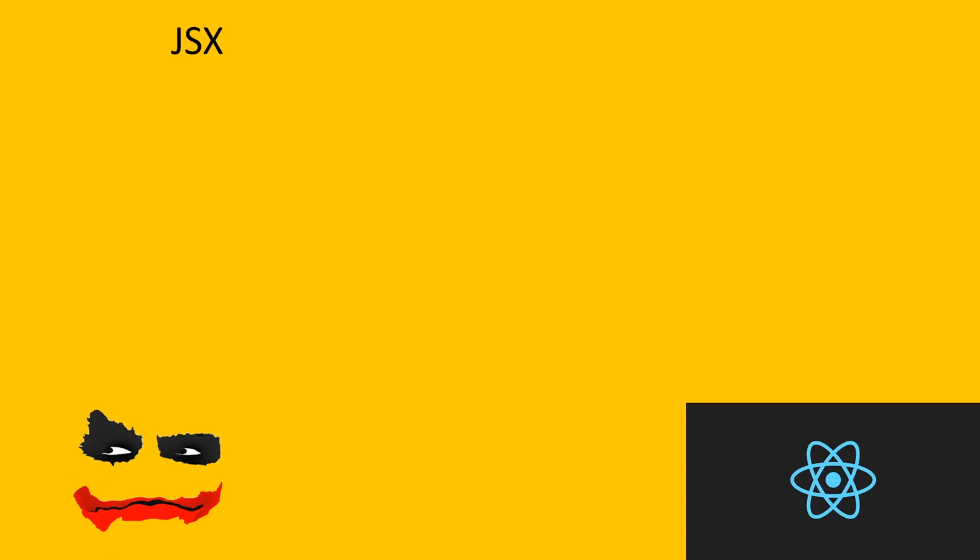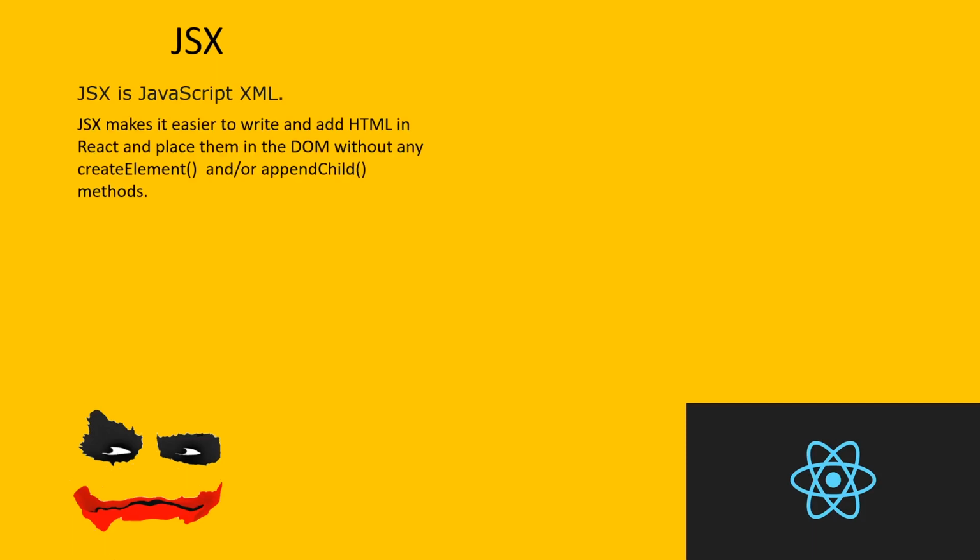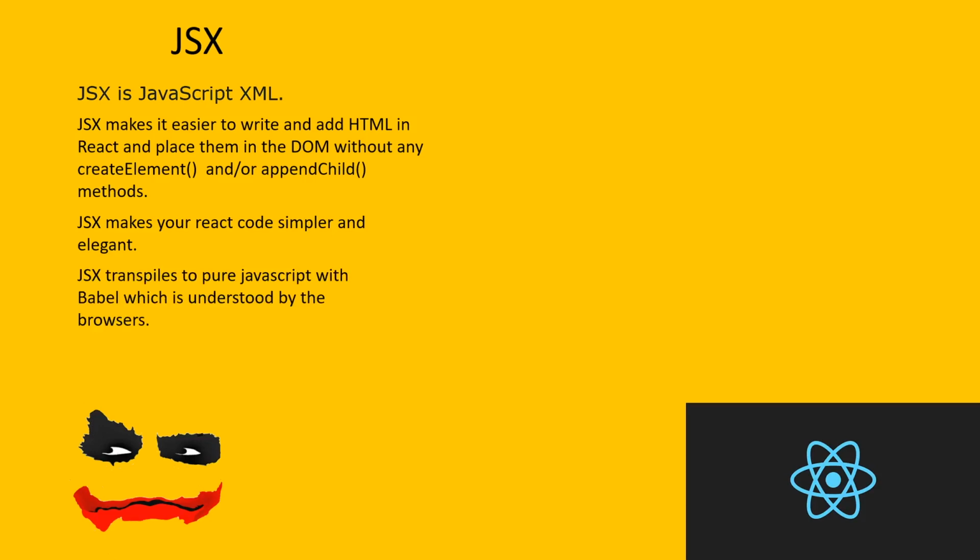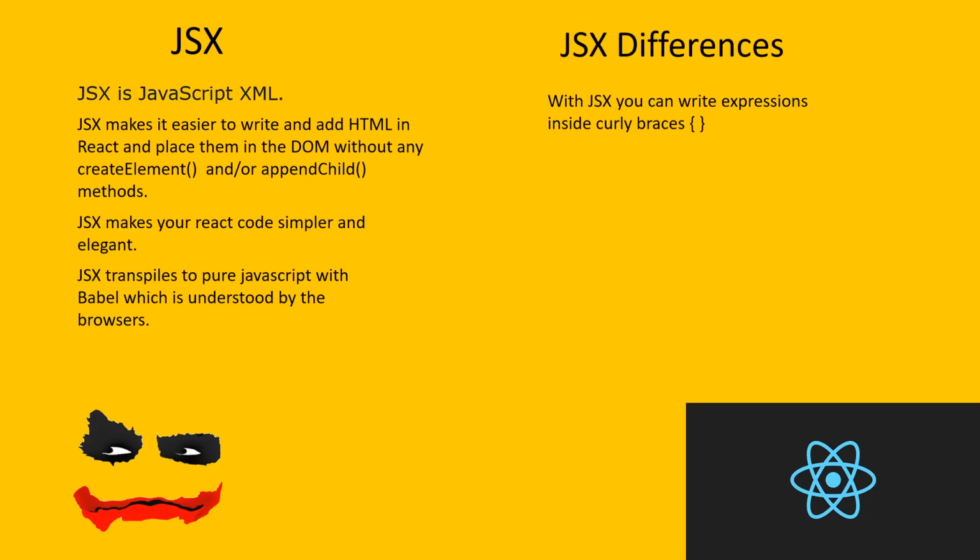So let's start. JSX, it's JavaScript XML. It makes it easier to write and add HTML in React and place them in the DOM without any createElement method or appendChild, which React uses. It makes your React code simpler and elegant. It transpiles to pure JavaScript with Babel, which is understood by the browsers, and I'm gonna show you how in a minute.